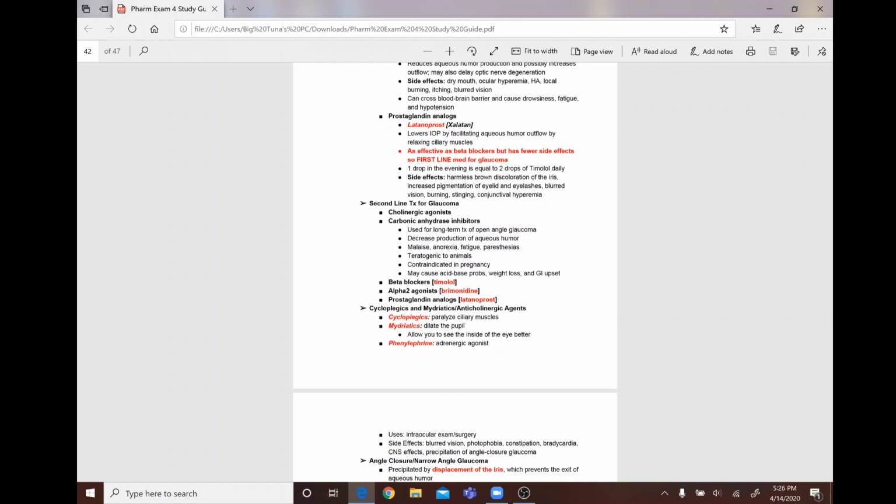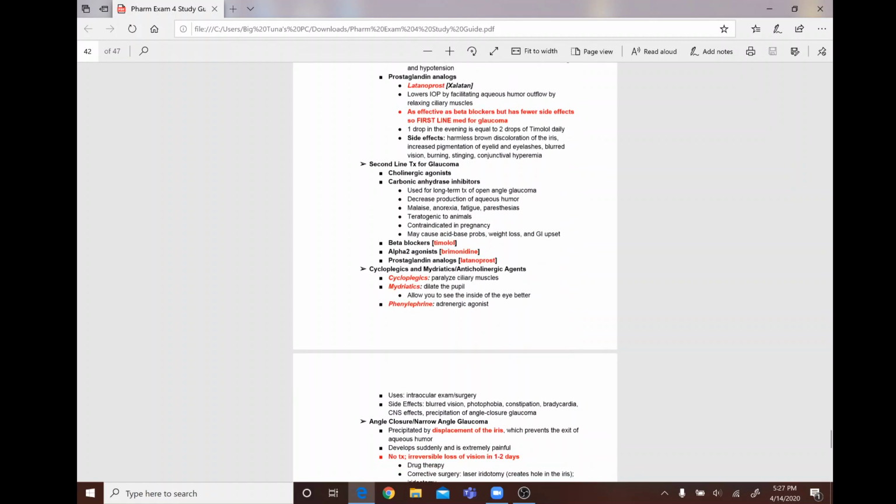What are the side and adverse effects of carbonic anhydrase inhibitors? Malaise, anorexia, fatigue, paresthesias, may cause acid-base problems, weight loss, and GI upset. What are the contraindications for carbonic anhydrase inhibitors? Contraindicated in pregnancy and teratogenic to animals.